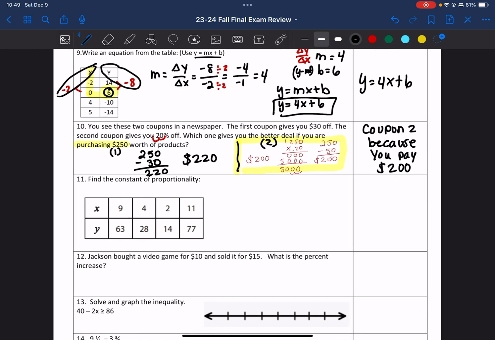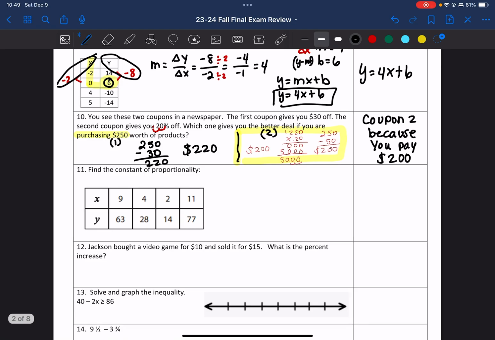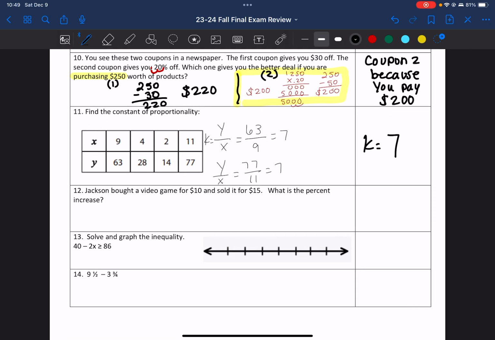Okay, so here, let's go to number 11. Find the constant of proportionality. So here, all we're doing is doing y divided by x to find the constant of proportionality. So 63 divided by 9, which is going to be 7. We can try one more. Let's try 77 divided by 11. That is going to be 7. So my final answer is k equals 7. Let's go to number 12.